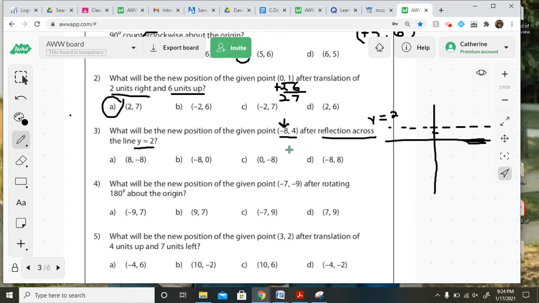And we are reflecting it across. It has to land in the same spot. So let's see where a -8, 4 would be. So I would say 1, 2, 3, 4, 5, 6, 7, 8, -8, +4, 1, 2. So I would say about right here. That would be our point. And we are reflecting it across the line y equals 2.